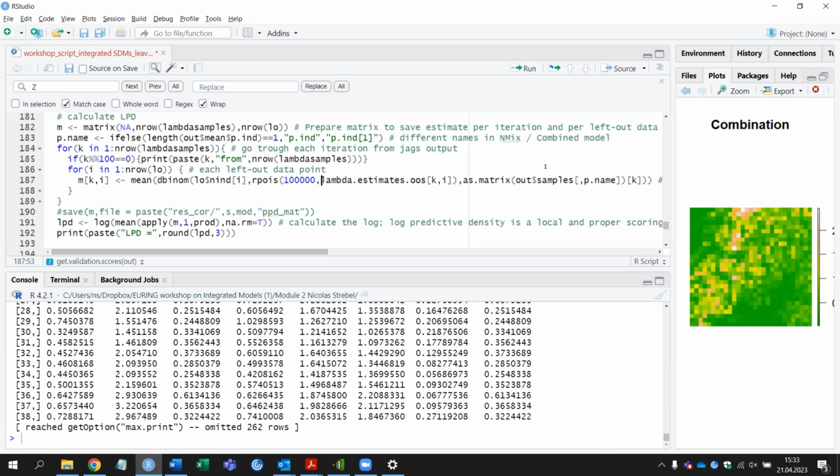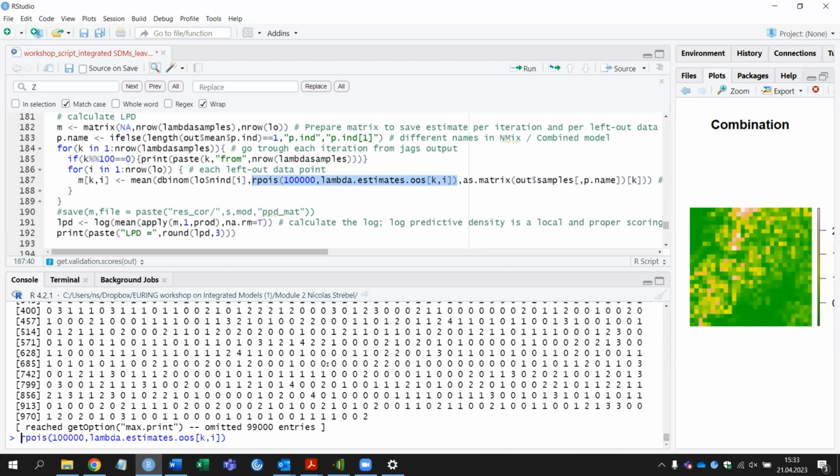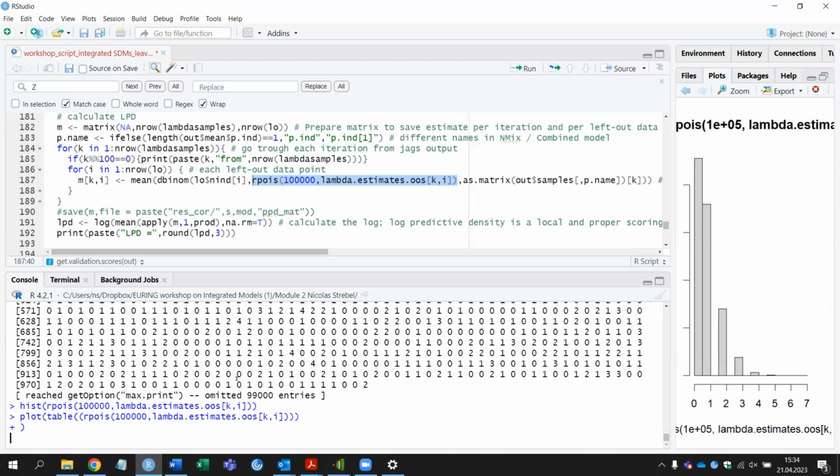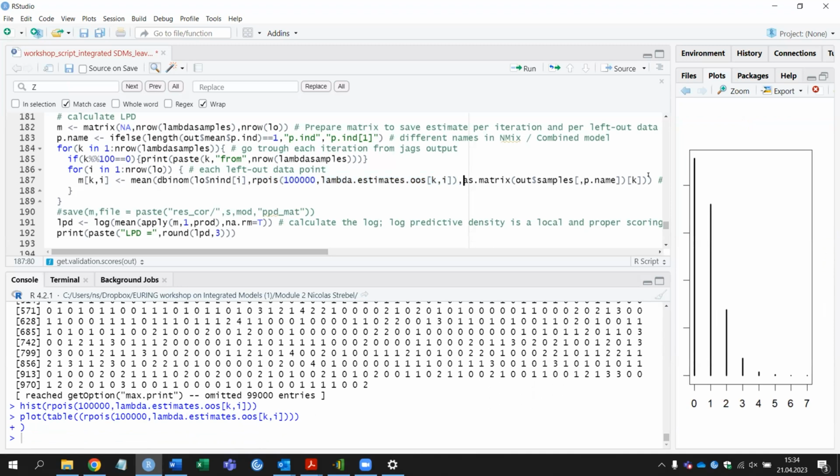Here we have these 300 lambda estimates, and we take the one from that specific site and from that specific iteration, and we use that as an input of a Poisson. The result of that specific run would most likely be 0, but it could also be 1, 2, 3, and so on.